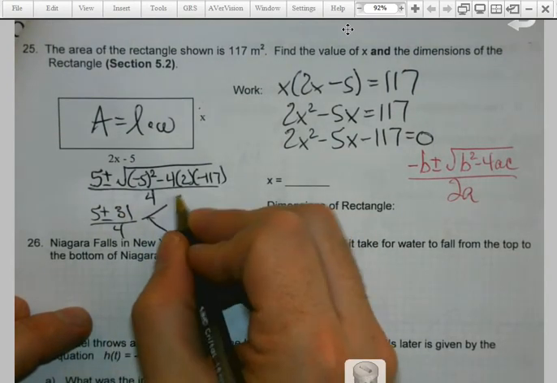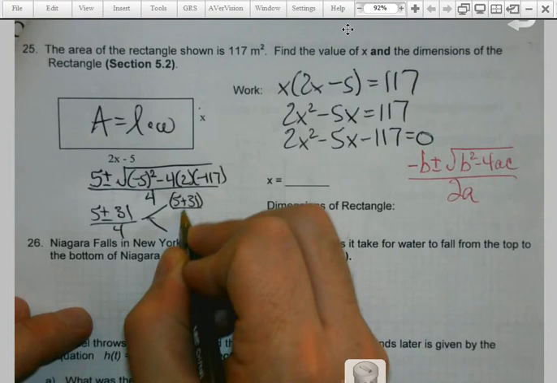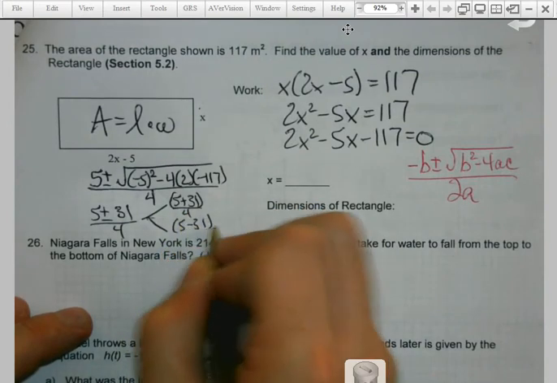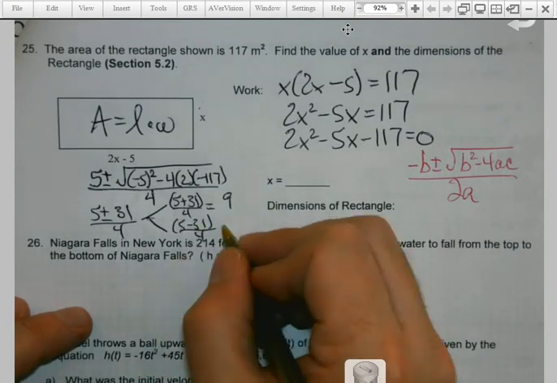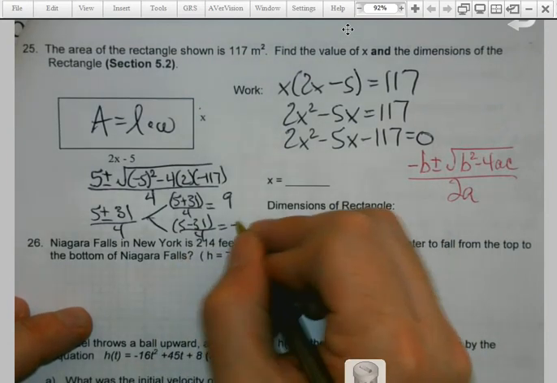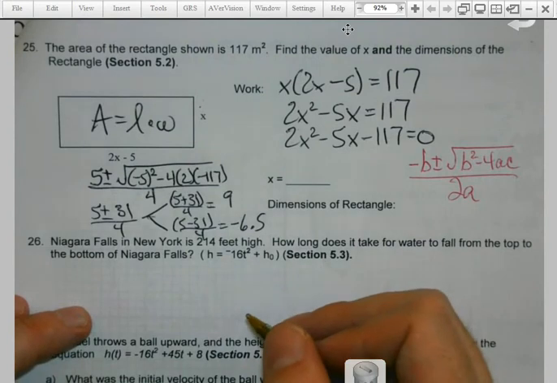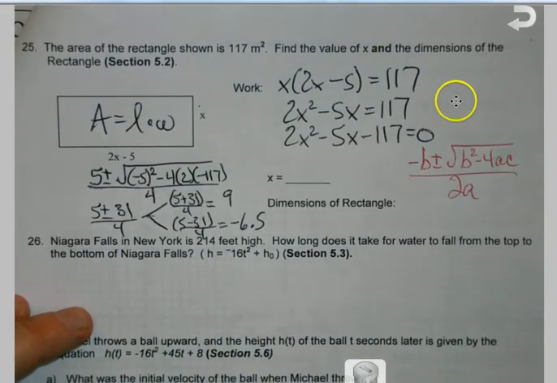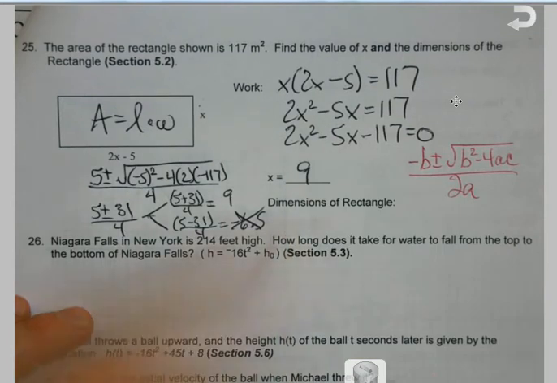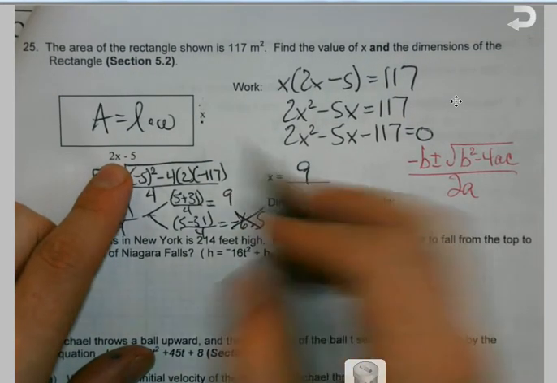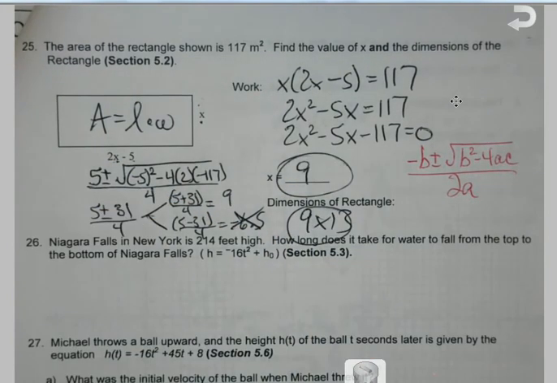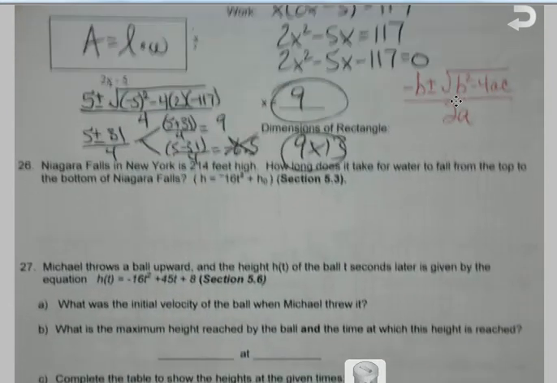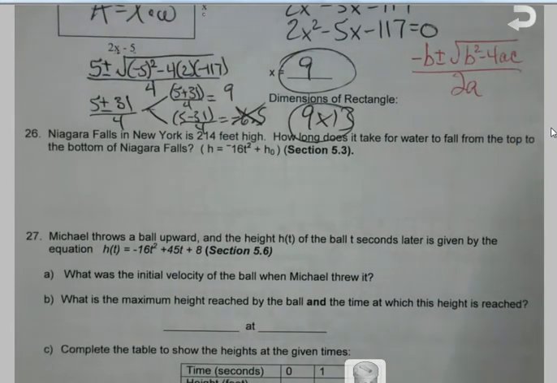Again, I'll get 2 answers. 5 plus 31 over 4. 5 minus 31 over 4. 36 divided by 4 is 9. Negative 26 divided by 4 is -6.5. But wait a minute, I'm looking for the length of a rectangle. I really don't think the length of a rectangle can be negative. So my x value is 9. To find the dimensions, then I just plug in for x. Well, x, 2 times 9 is 18, minus 5 is 13. And I'm good. Again, don't let the story problems freak you out. They're just same problems, just in words.